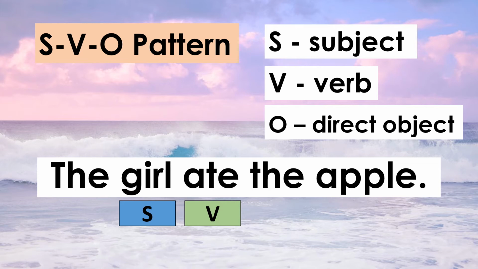So our action here is ate. What did the girl eat? What is the receiver of the action? What is the direct object? Very good. Apple. Apple is the direct object or the receiver of the action ate. So this sentence has a subject, verb, and direct object pattern. It is SVO pattern.